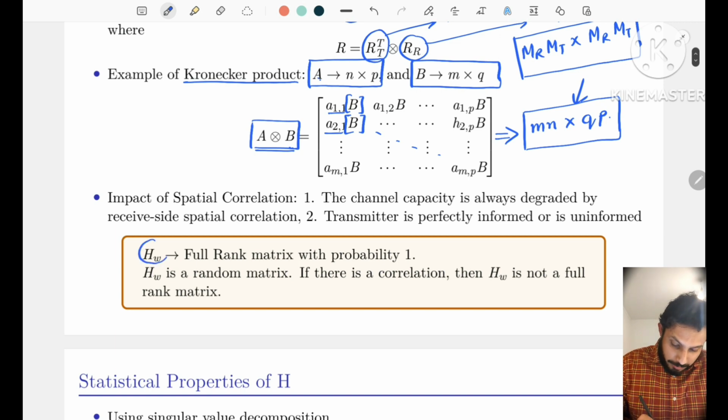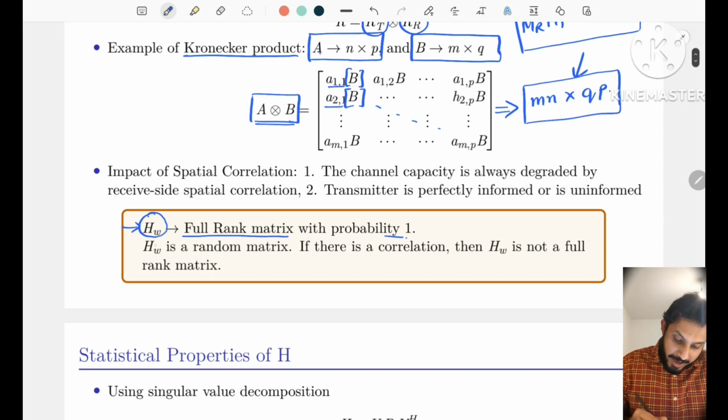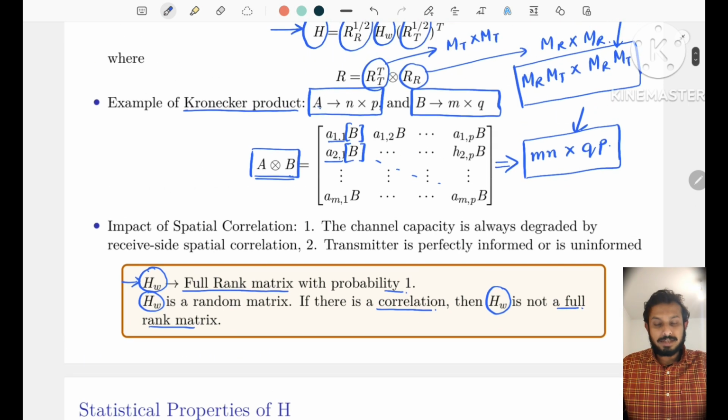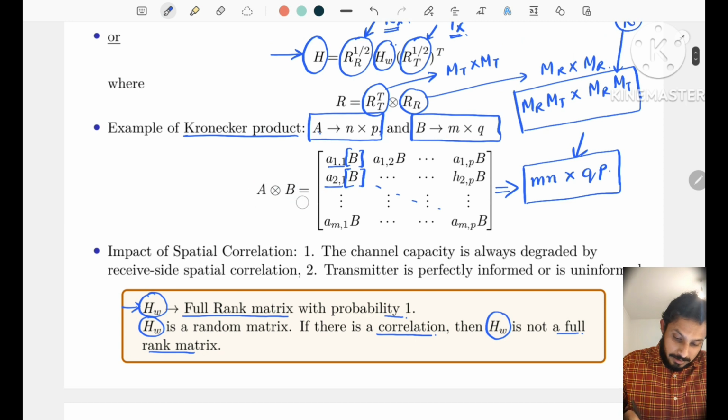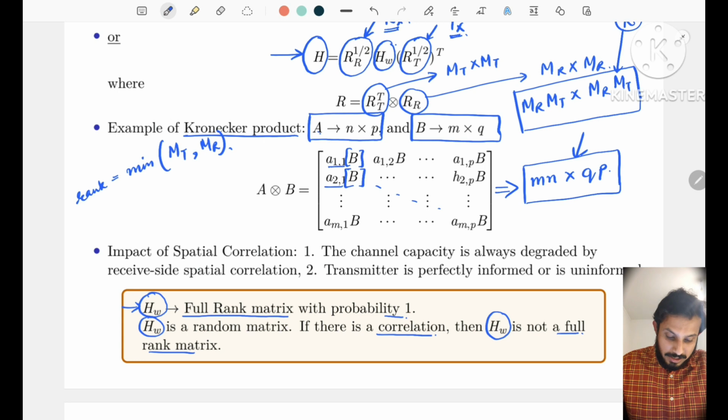The property of HW is that it is a full rank matrix with probability 1. If HW is random and there is some correlation, then in that case HW is not a full rank matrix. And how do we define a rank? Rank is defined as the minimum of the number of antennas at the transmitter or the number of antennas at the receiver, or we can say the number of independent rows and columns of the matrix.